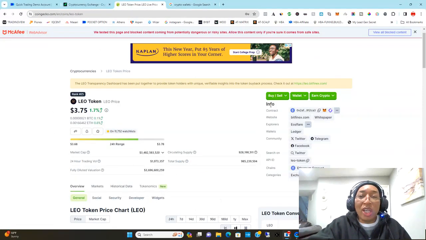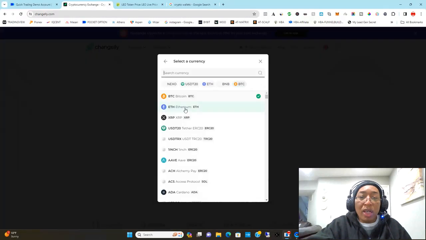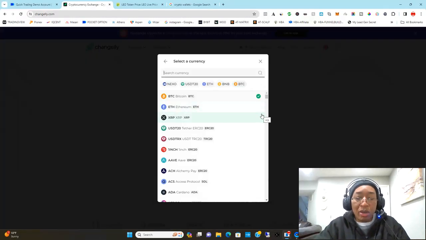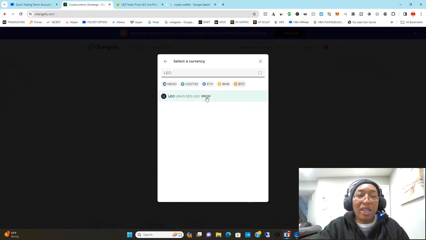Now you want to exchange that into dollars so you can spend it. So what you do is you come here, Changelly, and you go ahead and create an account. You can just open an account in Changelly and you can say exchange. So again, you come here and search for your coin. So let's say Leo, and you can see Leo is right here, and it is an ERC20.